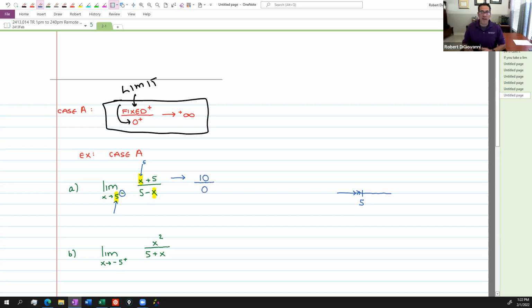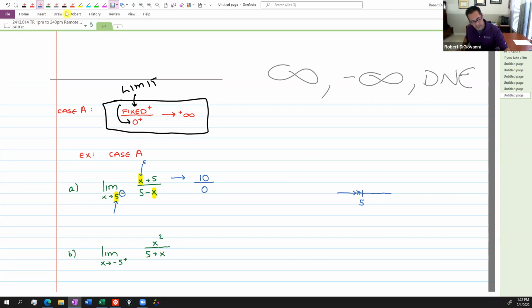Does everyone see right now that in the limit, we're getting a fixed number over 0? That's what's happening. So then we go, oh, okay, fixed over 0 means there are three possible answers. It's either infinity, negative infinity, or doesn't exist. Those are the three possibilities. So now I'm going to try to figure out whether I'm headed to a fixed positive or negative number, and then whether I'm headed to 0 as a positive or a negative number.